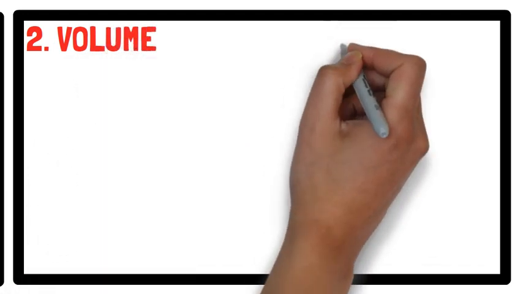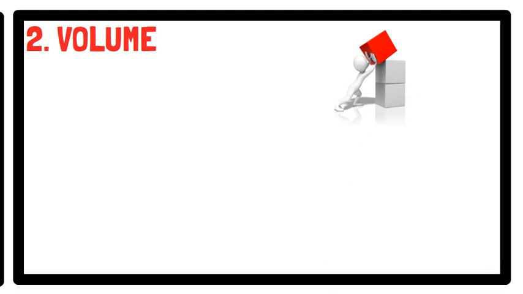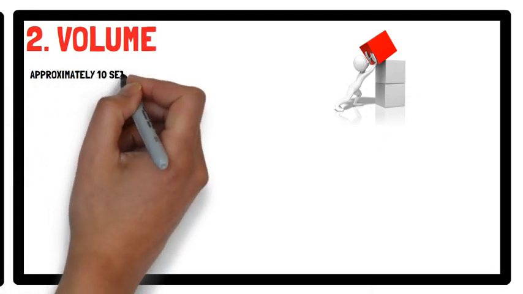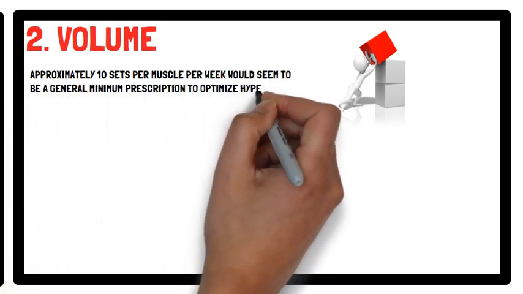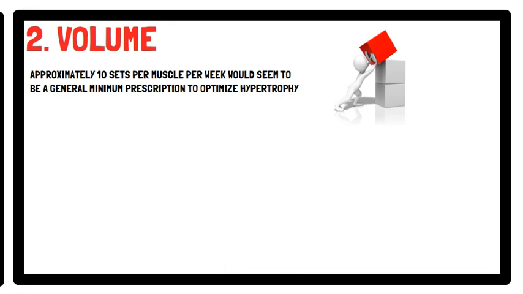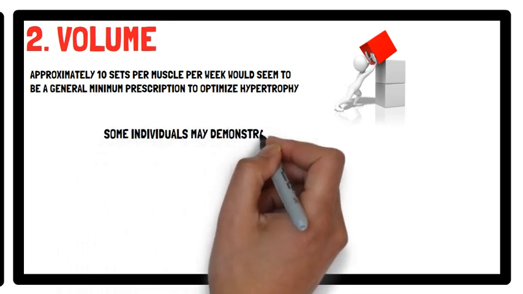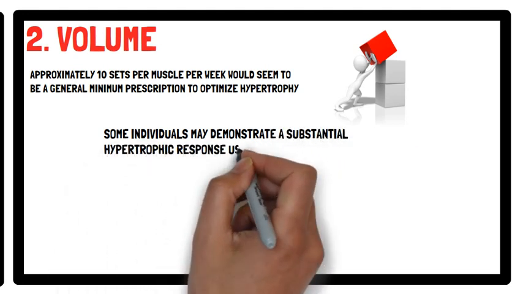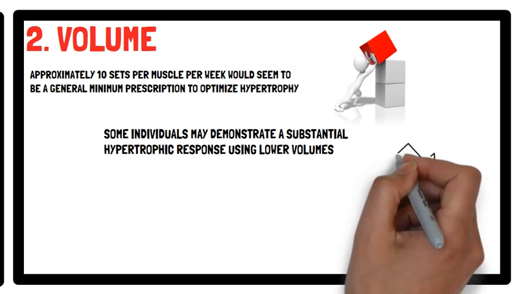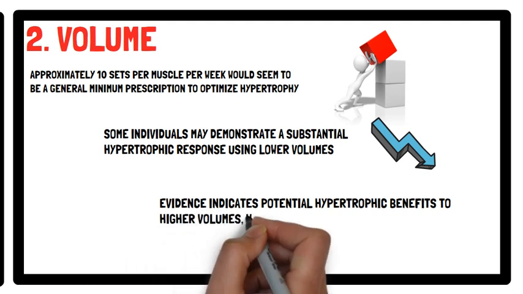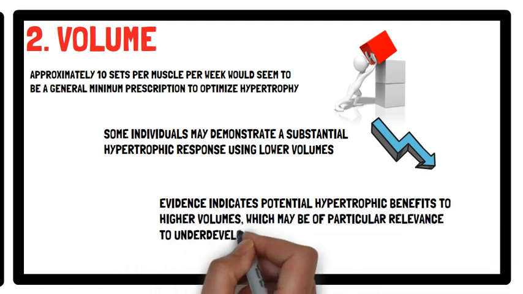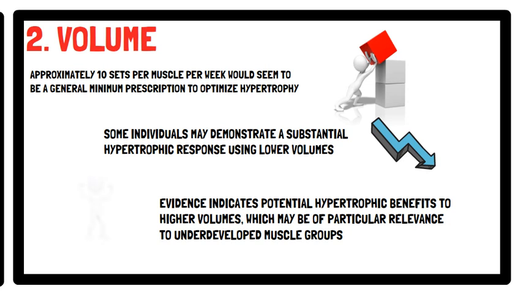Moving on to recommendation 2, which is volume. Volume refers to the total amount of work performed in a session. A dose of approximately 10 sets per muscle per week is regarded as the minimum volume needed to optimise hypertrophy gains. However, certain individuals may demonstrate a substantial hypertrophic response using lower volumes. Furthermore, evidence suggests potential hypertrophic benefits to using higher volumes, which may be particularly beneficial when trying to make those gains in muscle groups that are underdeveloped.